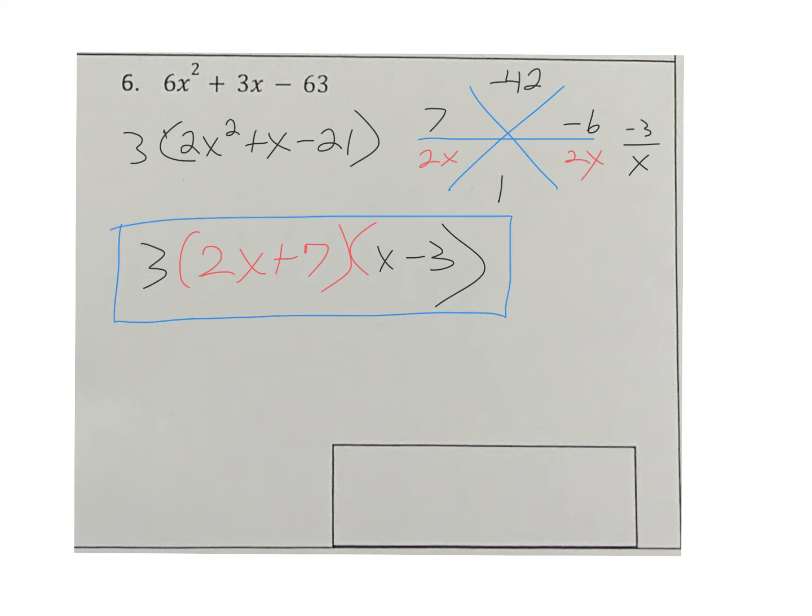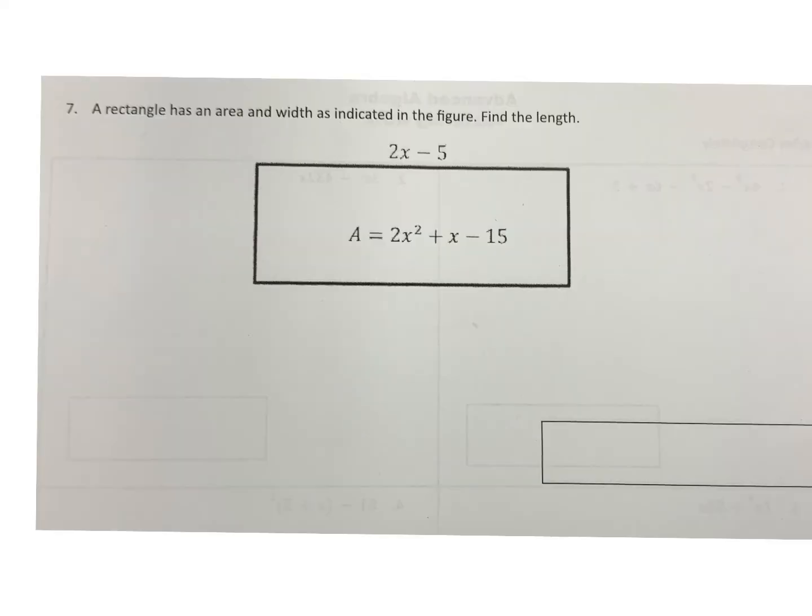3 times (2x plus 7) times (x minus 3). And then the last one. This one gives you the area of a rectangle, and it gives you the length. So you might see this as a division problem, because if you know the length times the width equals the area, you would divide by the given measurement.